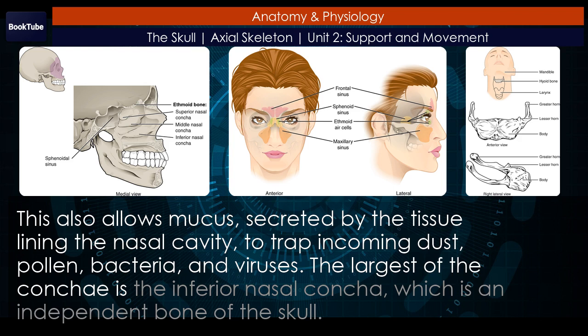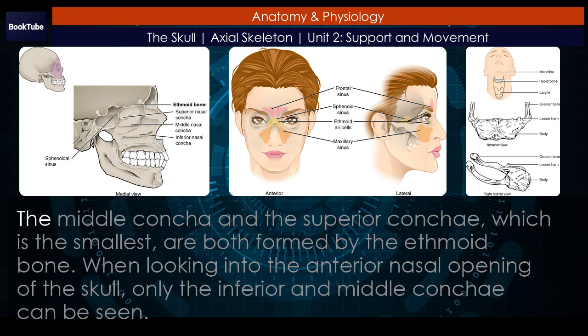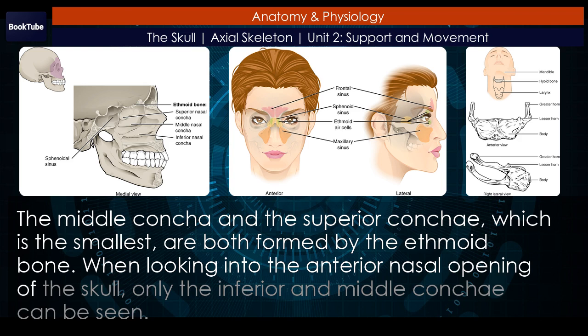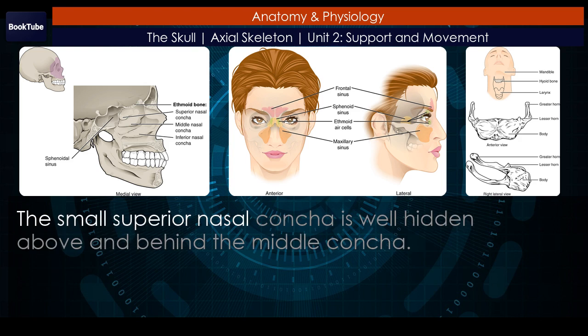The largest of the conchae is the inferior nasal concha, which is an independent bone of the skull. The middle concha and the superior concha, which is the smallest, are both formed by the ethmoid bone. When looking into the anterior nasal opening of the skull, only the inferior and middle conchae can be seen. The small superior nasal concha is well hidden above and behind the middle concha.